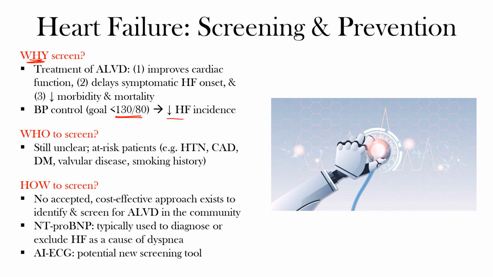The next question to address is, who do we screen? The answer to this question is still quite unclear. In general, screening at-risk patients is a good place to start. In other words, patients with cardiovascular risk factors like hypertension, coronary artery disease, diabetes, valvular disease, current or former smoking history, and so forth. Okay, so that's the question of who do we screen. Again, mostly unclear, but we want to screen our at-risk patients. They're most likely to develop heart failure.